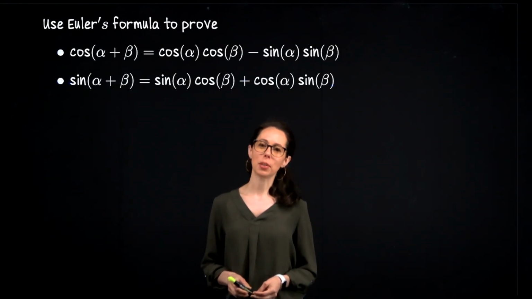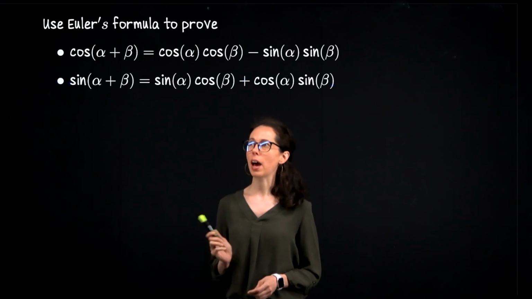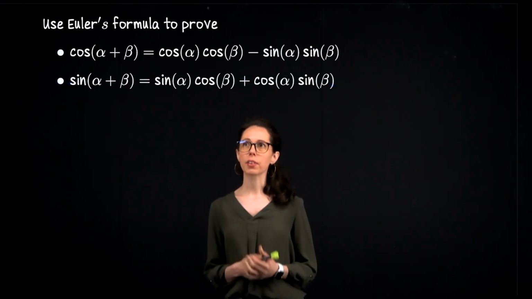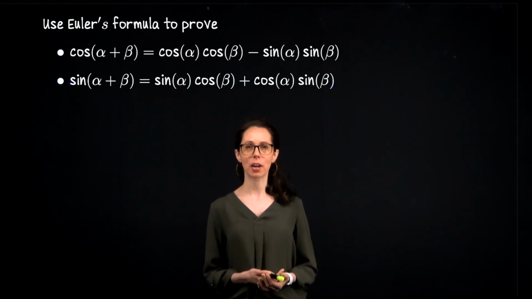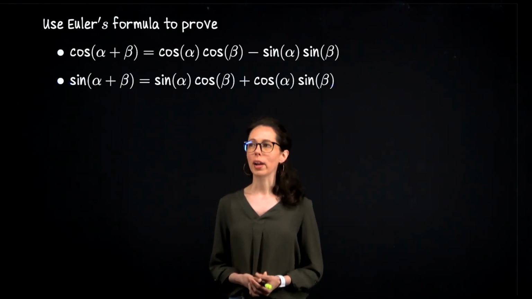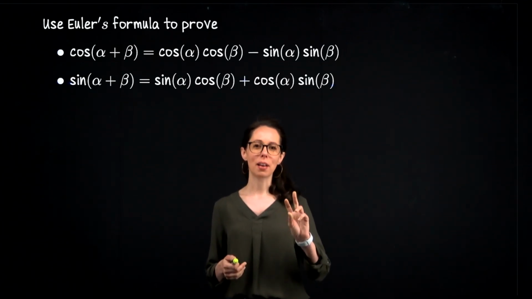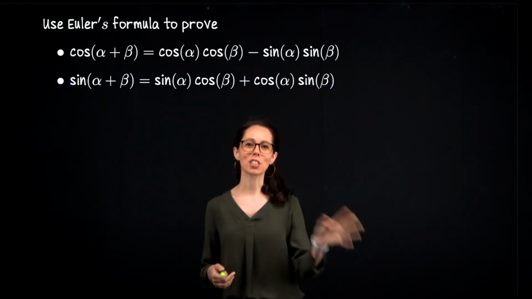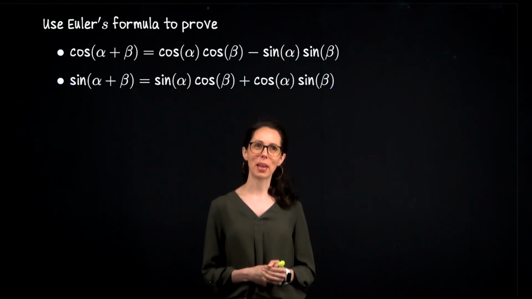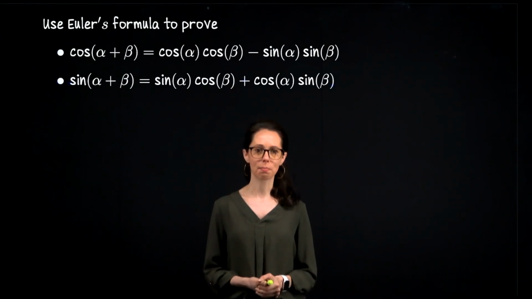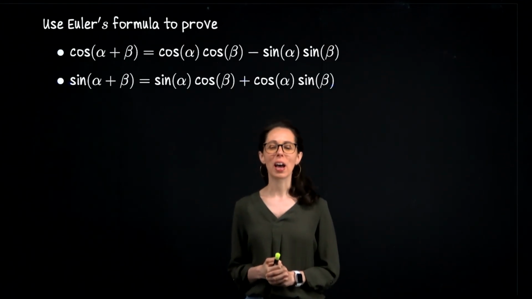At the end of our computation, we will find that cosine of alpha plus beta, where imagine those are two angles, is the product of the cosines of those angles minus the product of the sines. Whereas sine of alpha plus beta is the sum of the mixed terms. It's sine of alpha cosine of beta plus sine of beta cosine of alpha, vice versa. It's the same thing.